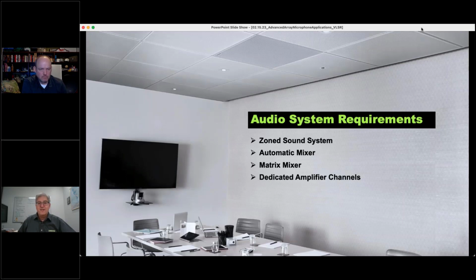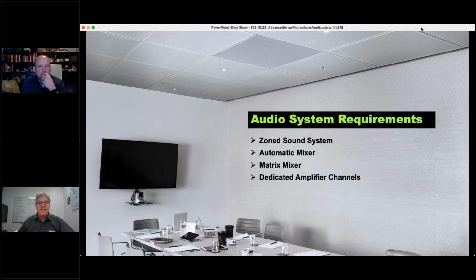So all right, what do we need to do? Yeah, so in terms of the audio system requirements, you do have to have your system set up and designed in a certain way. The most important thing is you need a zoned sound system. It's not just a single zone, it's multiple zones of microphones and loudspeakers, and we'll talk about that in more detail. An automatic mixer is pretty much essential here because you're going to have multiple microphones or pickup lobes, and you can't leave them all live all the time because that ends up detracting from the sound quality.